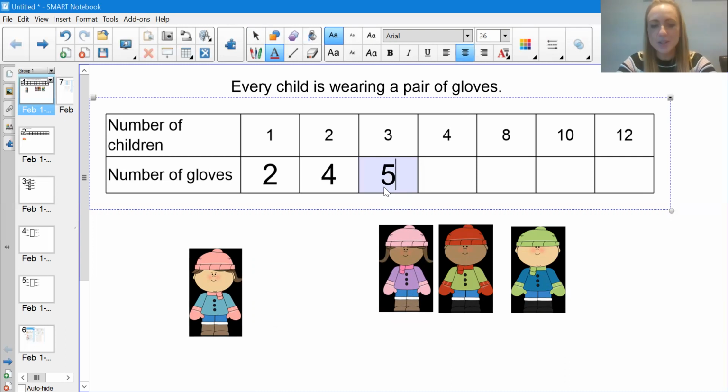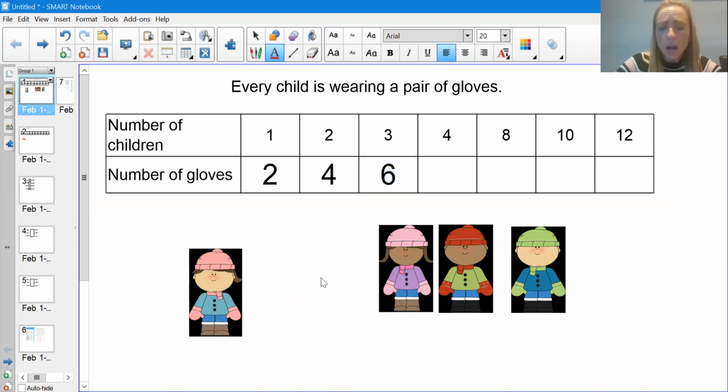Now I'd like you to pause the video here and I'd like you to think about how many gloves I will have when I've got 4 children. Okay, so you should have paused your video and let's have a little look together. I'm going to first of all look at what relationship there is between the number of children and the number of gloves. So for every child, there are 2 gloves. I have 2 times the amount of gloves than there are children.